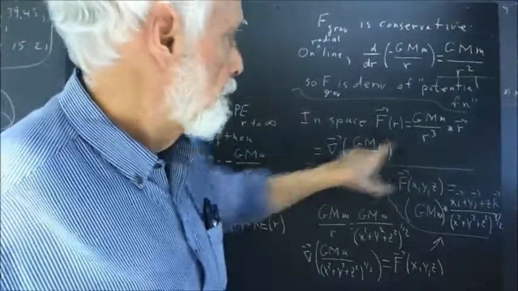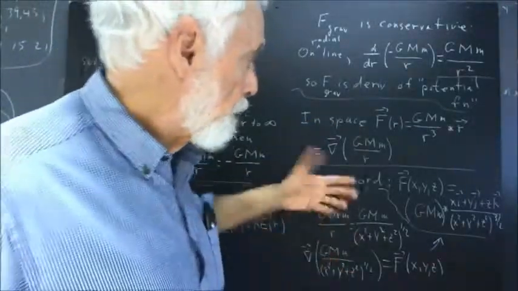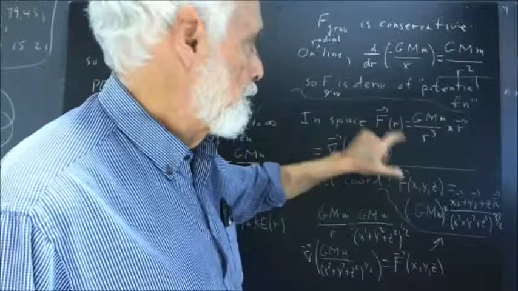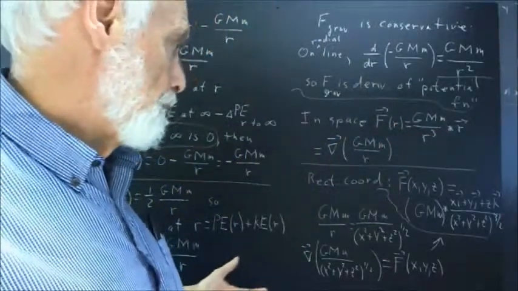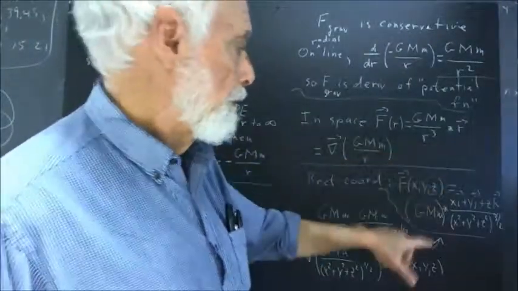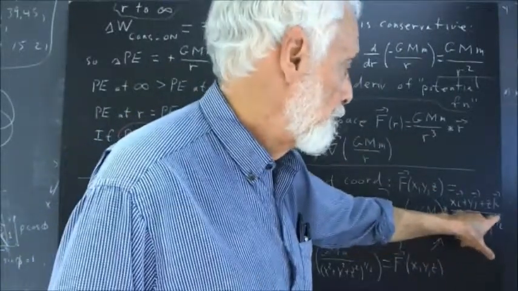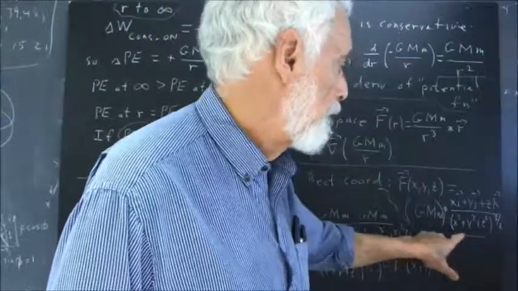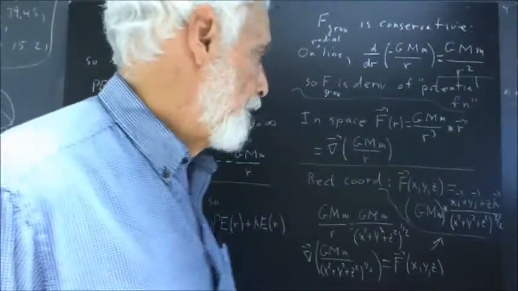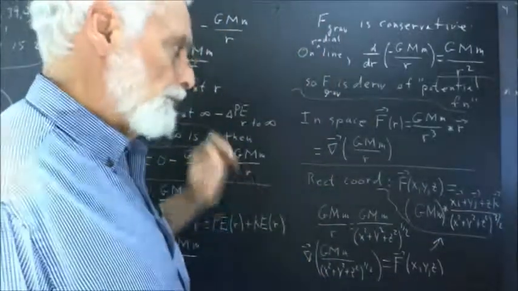Okay, how do we show that this is the gradient of this? Well, we could do the gradient in spherical or cylindrical coordinates, but we can convert this to rectangular coordinates very easily and do the gradient. In rectangular coordinates, r is just going to be the square root of x squared plus y squared plus z squared, so r cubed is that square root to the third power, so it's the 3/2 power of x squared plus y squared plus z squared. The r vector is just xi plus yj plus zk, taking, of course, the origin as the center of the planet.